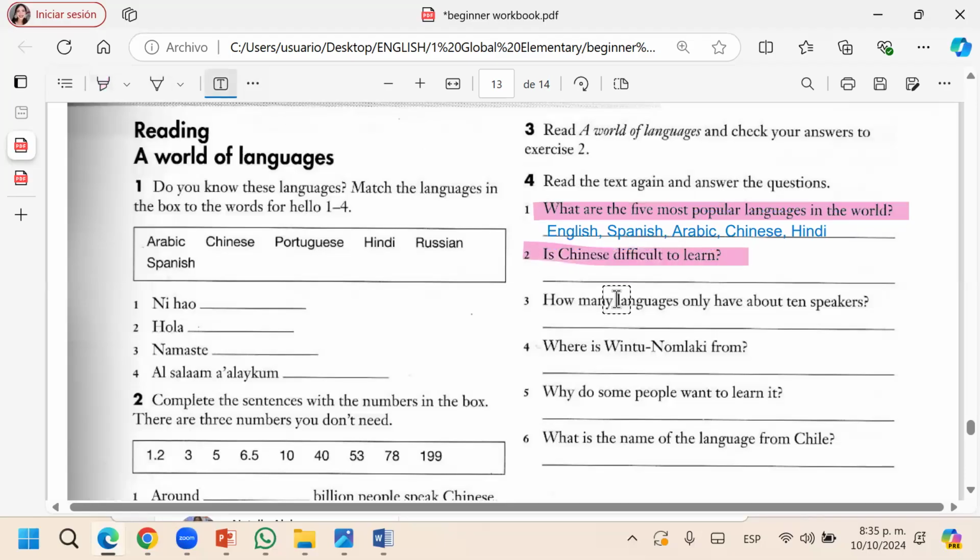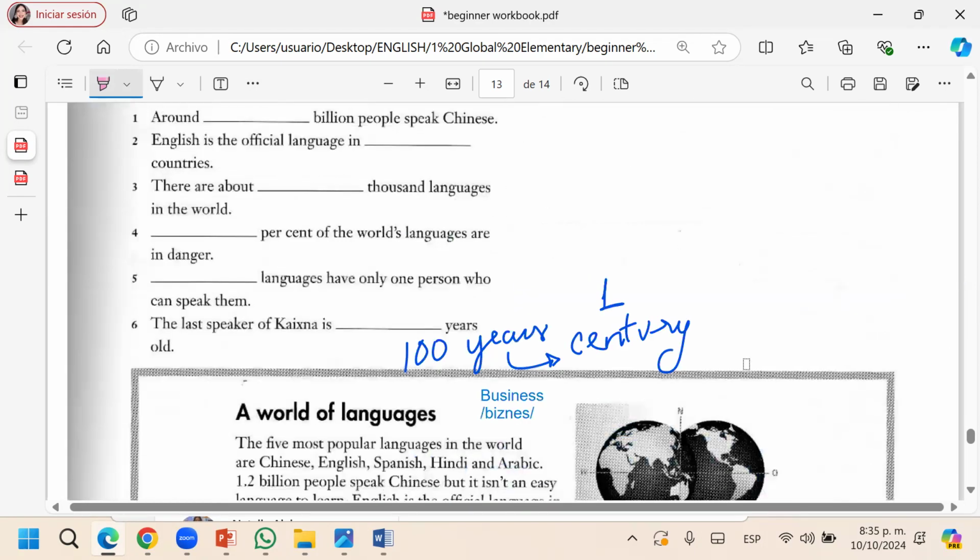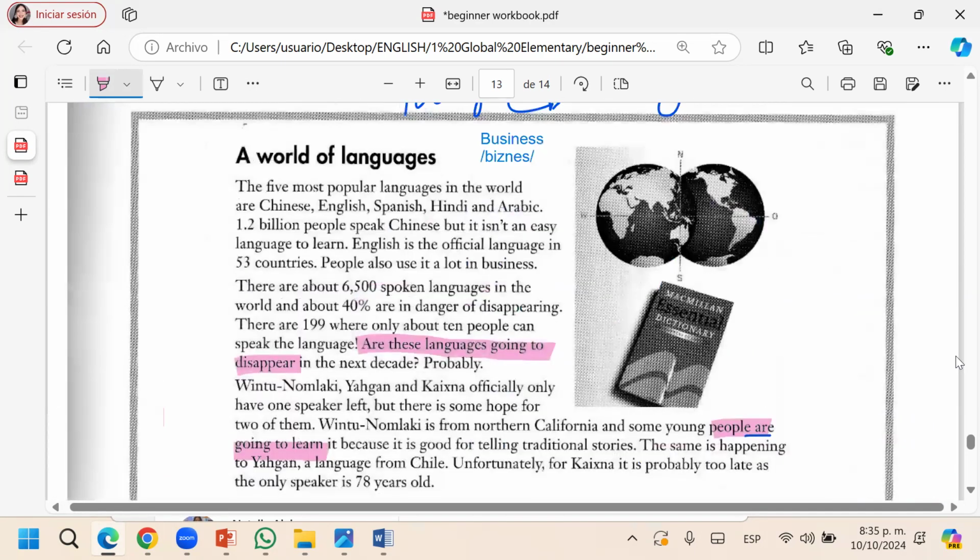It's difficult. Yes, it is. It's really difficult. How many languages in the world only have 10 speakers? Hay una parte que dicen que hay unos idiomas que solo tienen 10 hablantes. ¿Cuántos? Tell me. Era una de las cifras. Let me show you the paragraph so you remember. Look. Just 10 people.